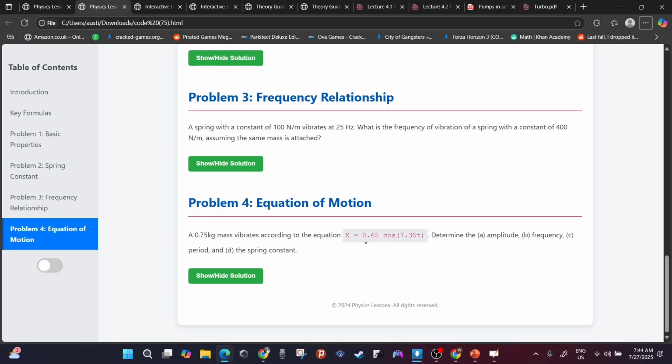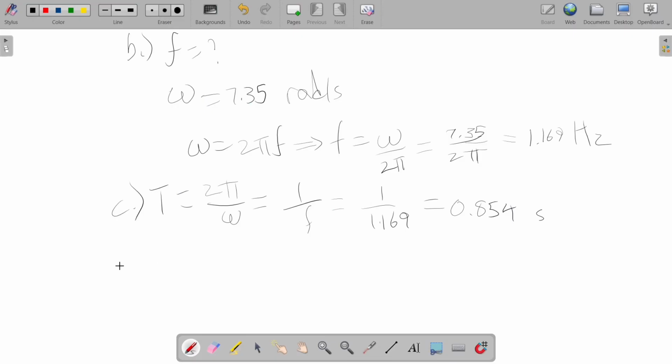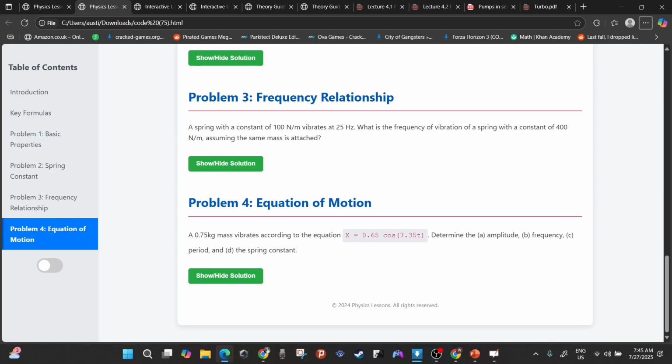But moving on, now we need to get the spring constant, right? So how do we get the spring constant? Do you guys remember that omega is basically the square root of k over m? Could also use the fact that T is equal to 2 pi square root m over k and just solve for k. Both ways work, just whatever you prefer.